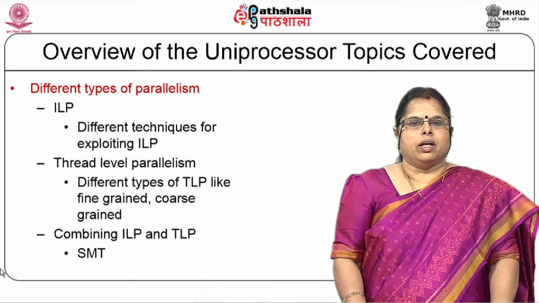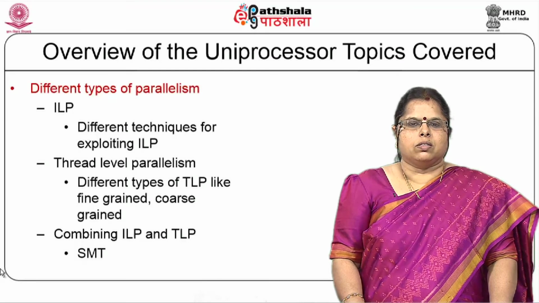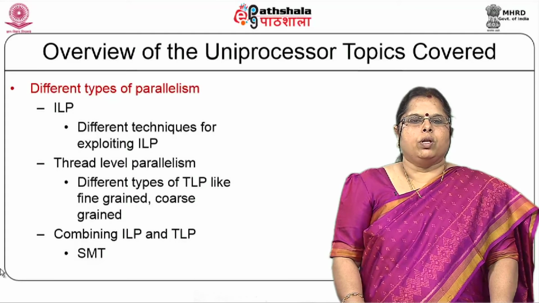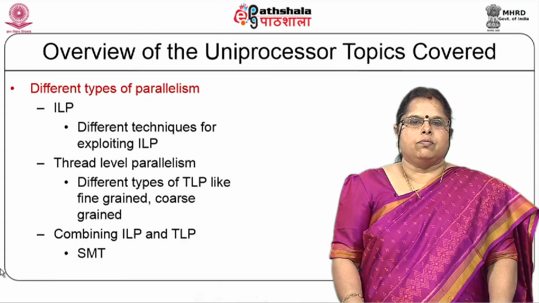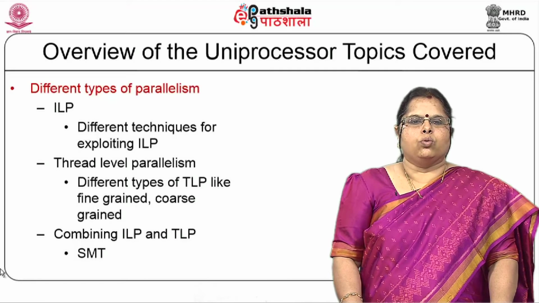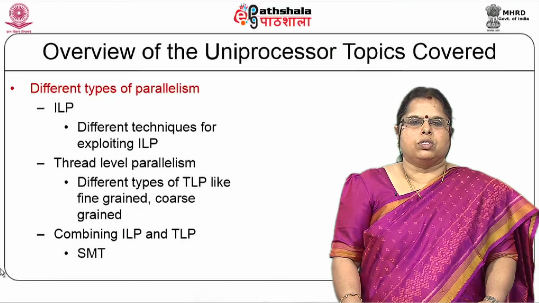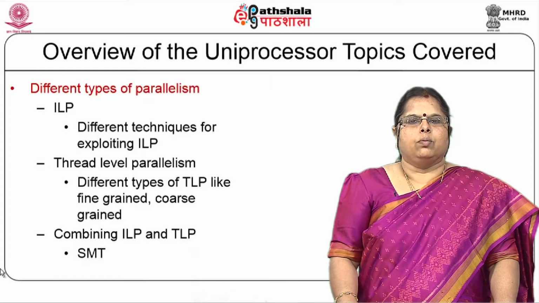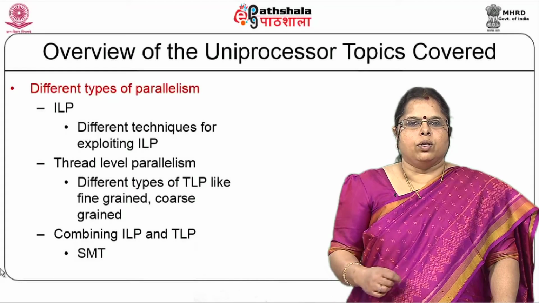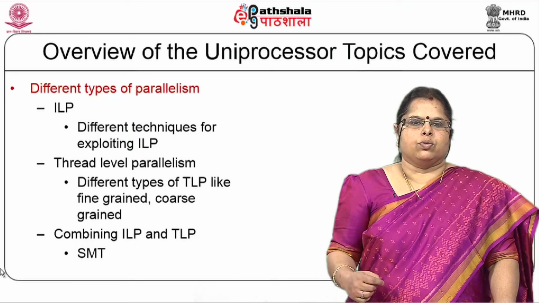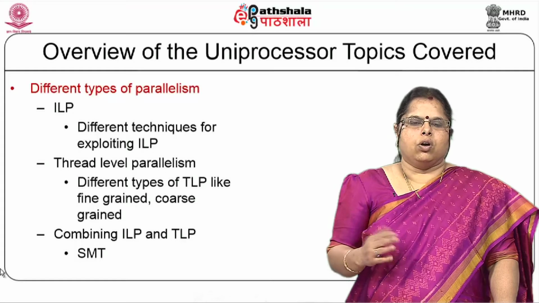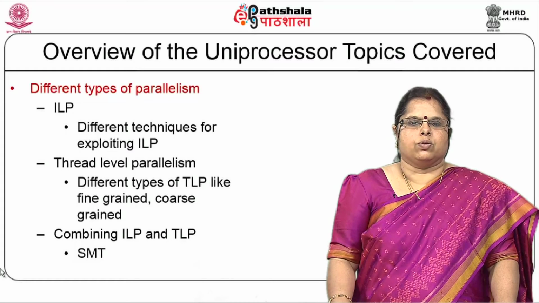After looking at different techniques for exploiting instruction level parallelism, we also looked at how thread level parallelism can be exploited. So, we looked at different types of thread level parallelism like fine grained multi-threading and coarse grained multi-threading. Fine grained multi-threading is wherein every clock cycle, you switch from one thread of execution to another. Whereas, coarse grained multi-threading is where you keep continuing to execute one thread of execution, and whenever a stall comes in, you switch context to a different thread of execution.